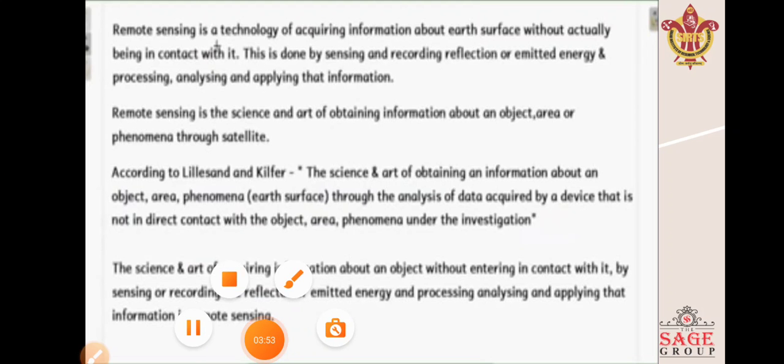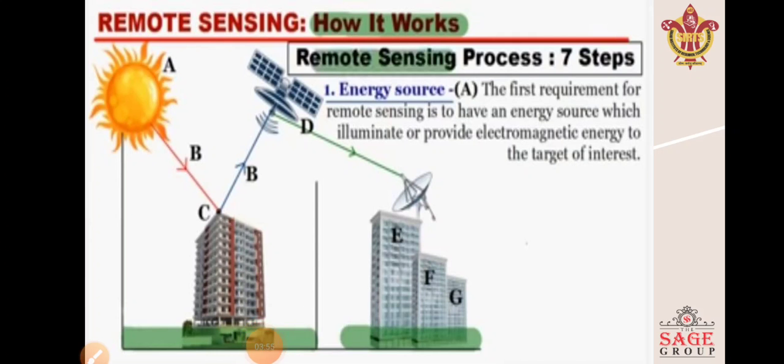Now next, remote sensing, how it works. Remote sensing process has 7 steps. The working of remote sensing is divided into 7 parts. First one is A, B, C, D, E, F, G. Now first one, energy source, that is A. This energy is provided by the sun. We need an energy source to work on remote sensing, which is our sun, which will illuminate our target and provide electromagnetic spectrum.